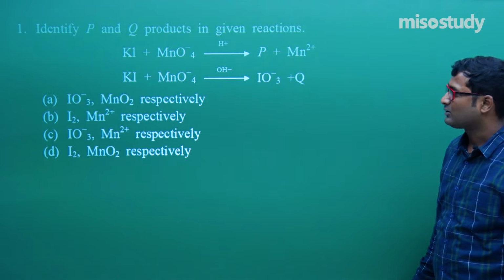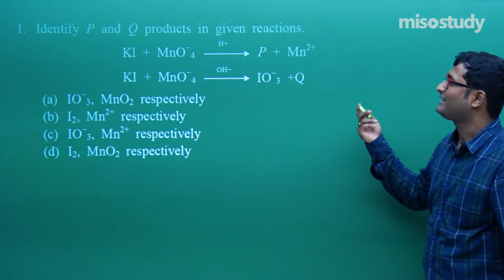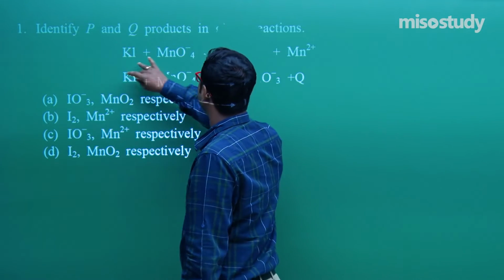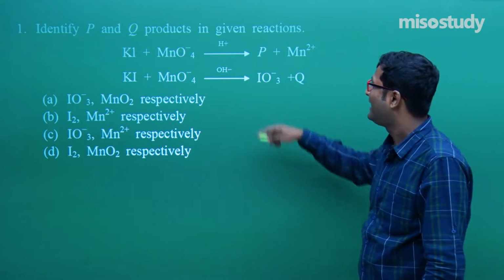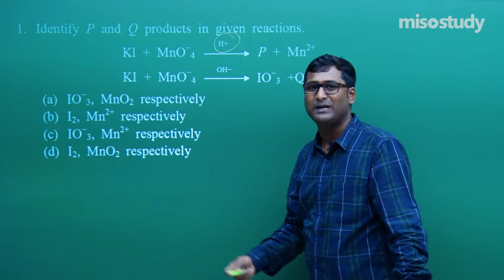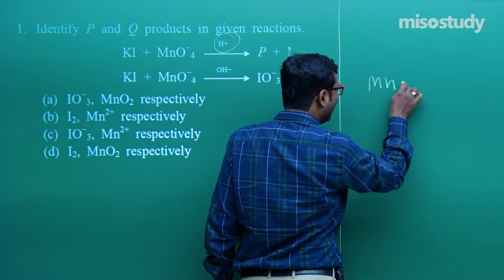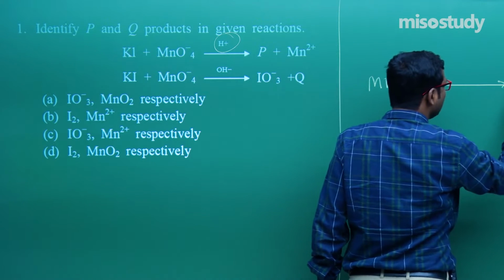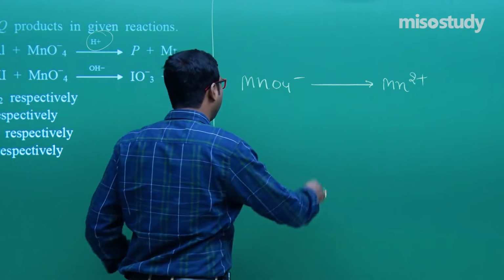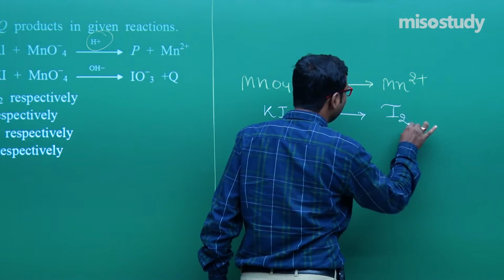Let's start. This is the question, friend. This is completely a question from acid base titration, or you can say it is a titration. Simple question. Identify P and Q in the given reaction. KI plus MnO4 minus with H plus, that is, in acidic medium. We know what will happen in acidic medium: MnO4 minus will be converted to Mn2 plus ion, and KI will be converted to I2.